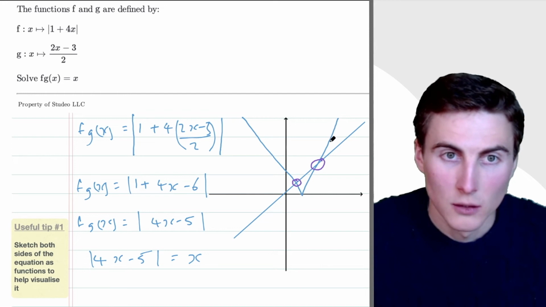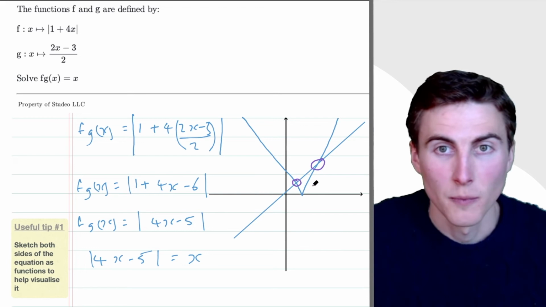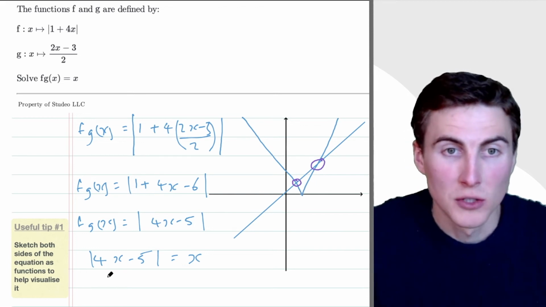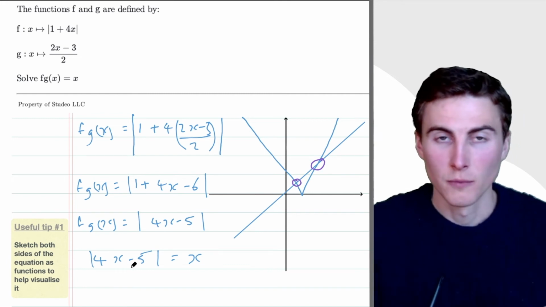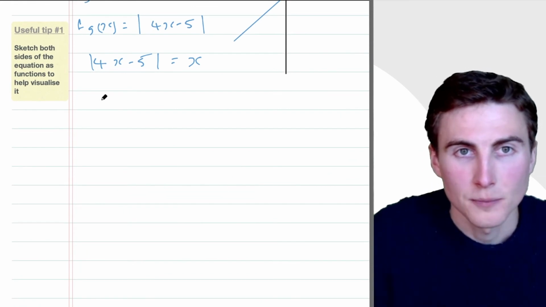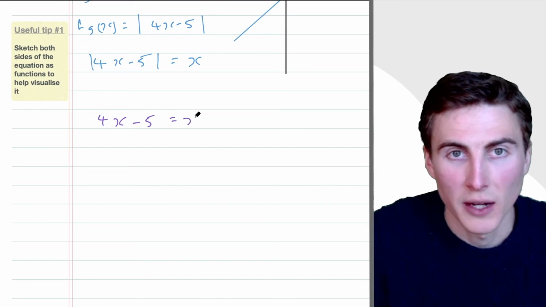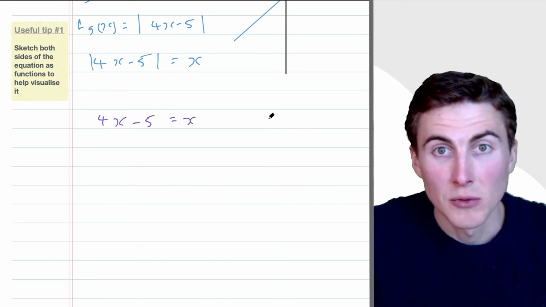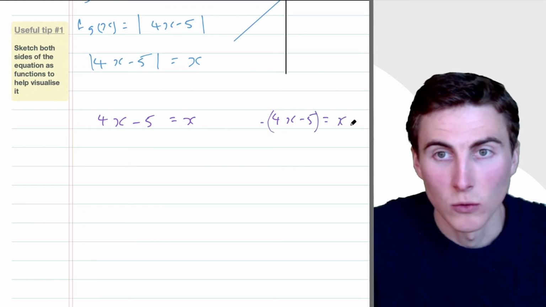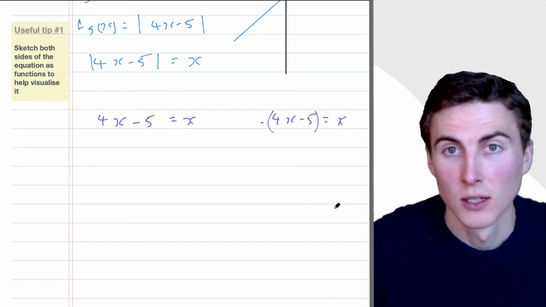So for this bit of our 4x minus 5, this was the positive version. We didn't take the modulus into account for this bit here, but we did take it into account for this part of the curve. So basically we're going to take the positive and the negative version of this, both of them, and make them both equal to x. So if we scroll down, we can first of all take the positive of 4x minus 5 and make that equal to x. And then we can separately take the negative of 4x minus 5 and make that equal to x. And we're going to get 2 different solutions, which will hopefully give us those 2 different coordinates.